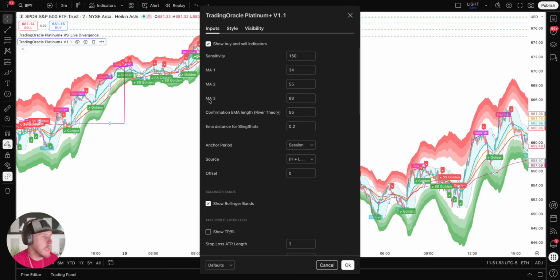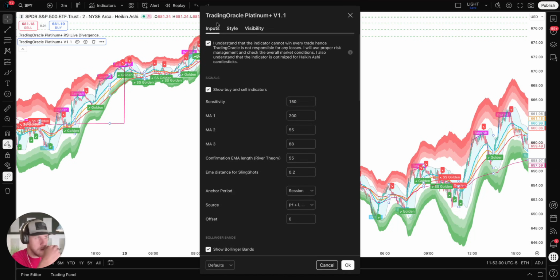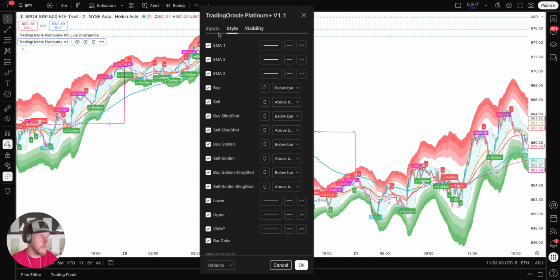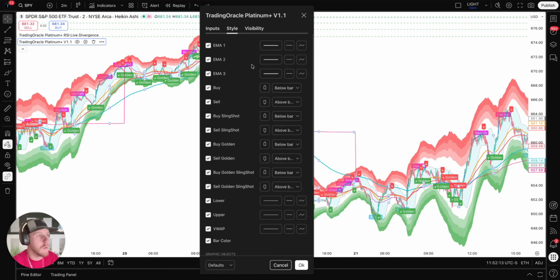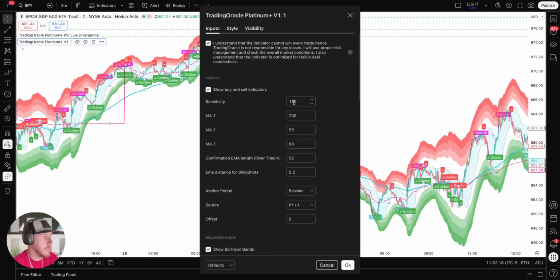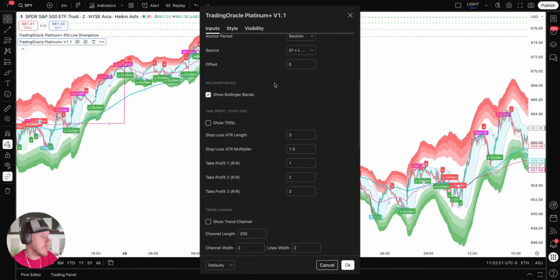For the MA 1, 2, and 3, I only use one, and I just use the 200 moving average. That would be up to you guys, whichever you want, or if you want to use all three, just pick 3 different ones, whether it's a 200, a 50, and so on. If you go up to style, as far as what I do, I just take off the 2 and 3 EMA, and I just keep that one here. And then we'll go down here.